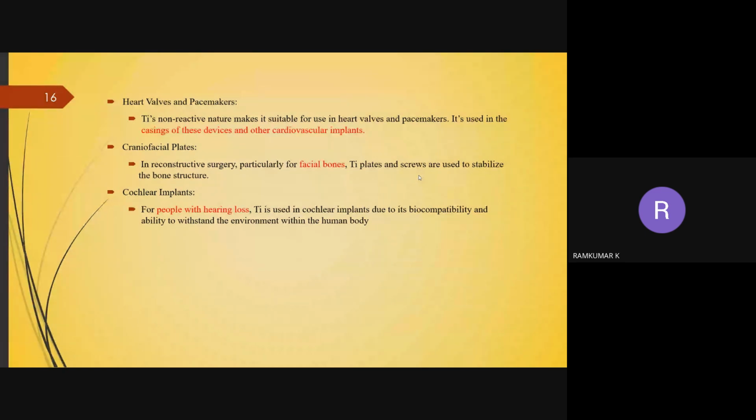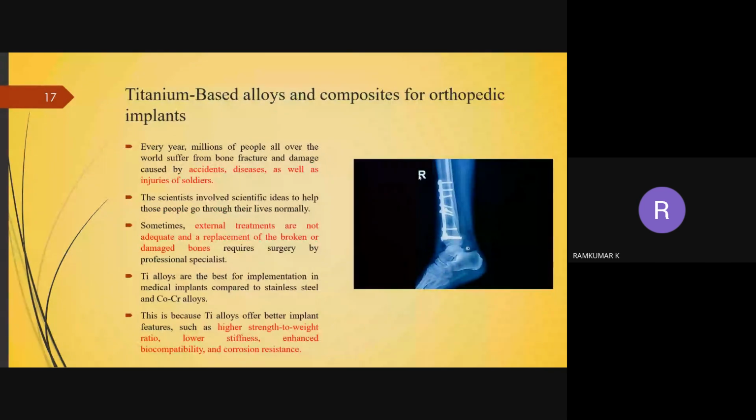After that, craniofacial. If any facial bones are fractured, here also they are using titanium. The next one is cochlear implants. If a person has any hearing loss, titanium is used. Here also the device is placed inside the titanium casings.